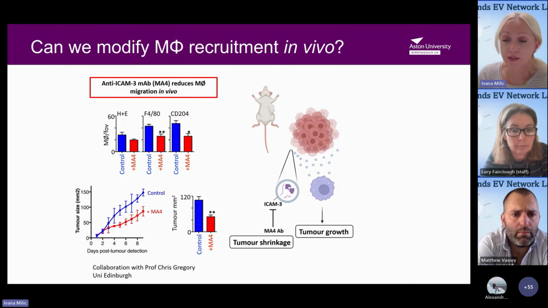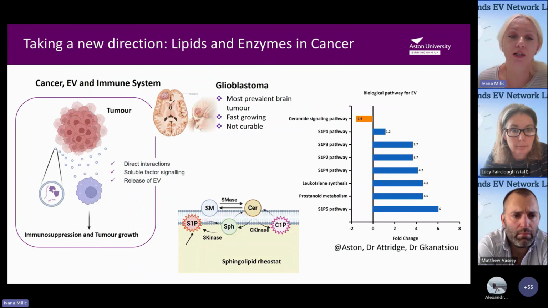And at the very end, I would like to tell you that we are also taking a different direction, knowing that EVs carry enzymes in their active form, and that these enzymes can potentially play a big role in immunomodulation. We have looked at a different class of enzymes from the sphingosine rheostat, which is also quite important in synthesizing the anti-inflammatory and pro-resolving lipids of inflammation.